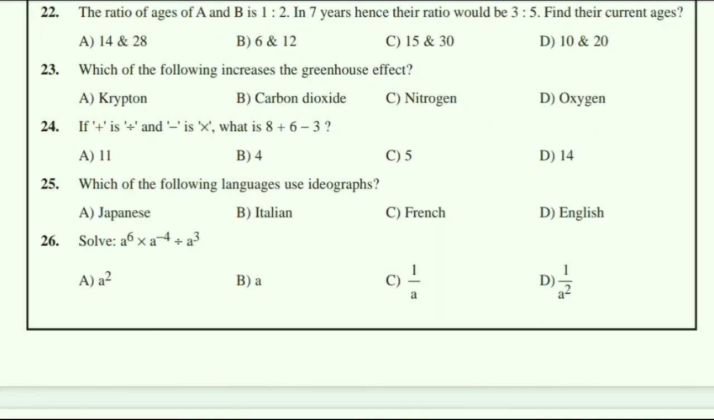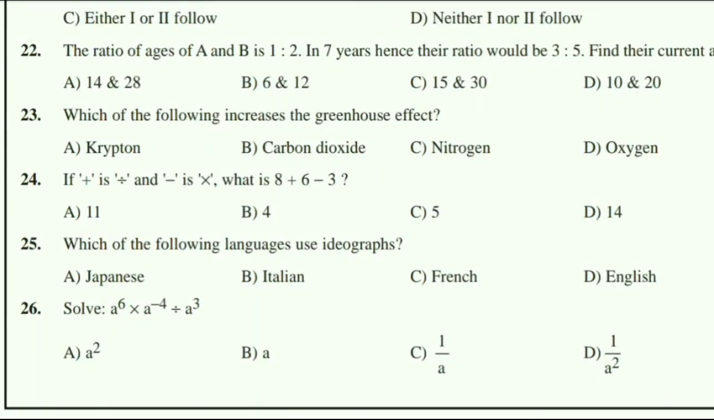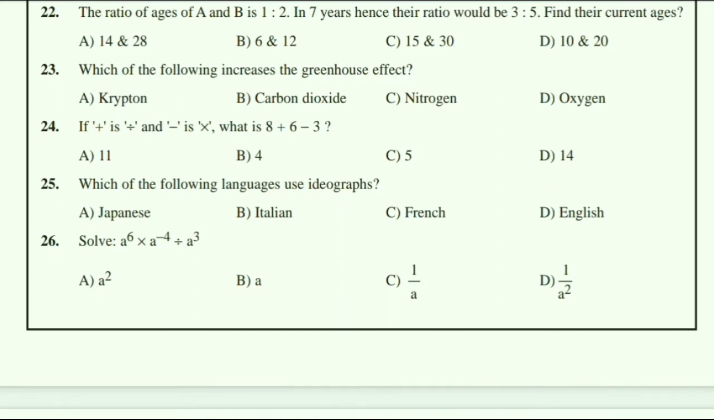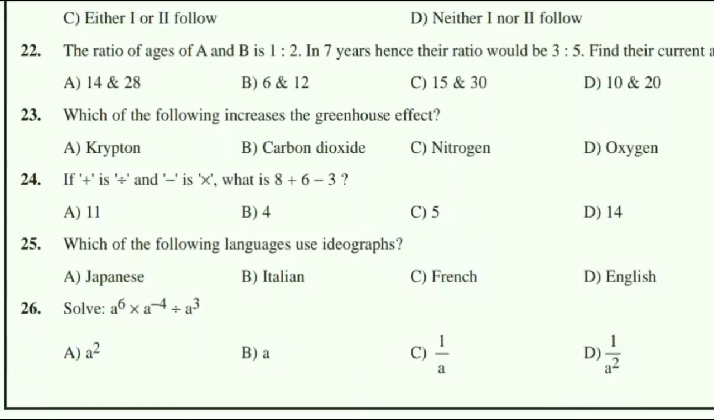If plus is divided by and minus is multiply, what is 8 plus 6 minus 3 equal to? 8 divided by 6 gives 4 by 3, and multiplying it with 3 gets cancelled, and 4 is the answer. Which of the following languages uses ideographs? A symbol that represents an idea rather than using sounds is called an ideograph. An example of an ideograph is a smiling face. Most Asian languages like Japanese, Chinese and Korean are ideographic languages. So the answer is Japanese.